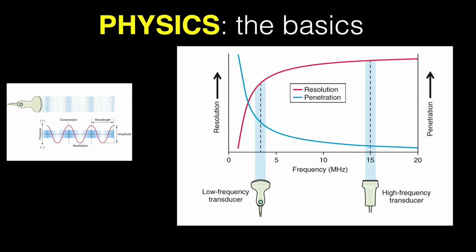And one of the basic things to understand is the relationship between the frequency and resolution and penetration. It's very simple: with the lower frequency transducers, you're going to get deeper penetration into tissues, but you compromise resolution. The opposite is true with a high frequency transducer. You don't penetrate very far, but you get very good resolution. And that's important when you're choosing your probes, which we'll talk about in the future.